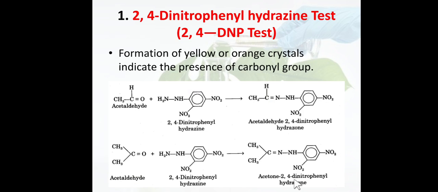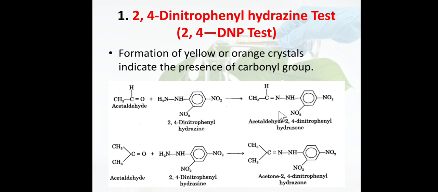The formation of yellow or orange crystals or precipitate indicates the presence of carbonyl group when treated with 2,4-dinitrophenylhydrazine. So what actually happens with the aldehyde or ketone and 2,4-dinitrophenylhydrazine? It forms a hydrazone derivative. This is the 2-nitro group and this is NHNH2. This is a phenylhydrazine, 2,4-dinitrophenylhydrazine, and when it forms a hydrazone with any ketone or aldehyde, there is formation of a red, or I will say orange or yellow, precipitate.